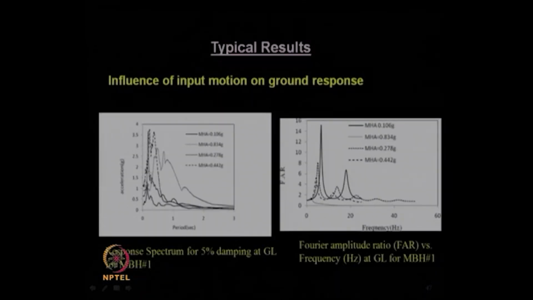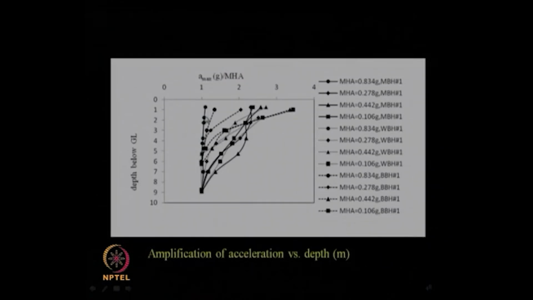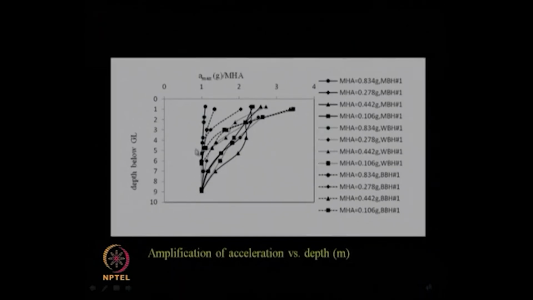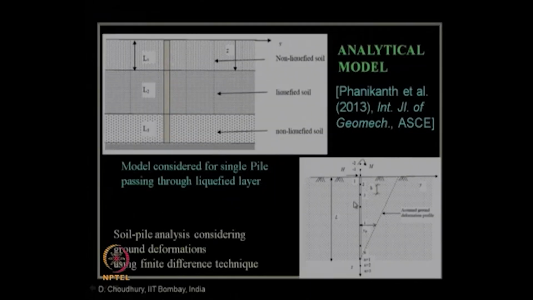This is another picture of spectral acceleration versus period response and the Fourier acceleration spectra versus frequency curve for different borehole data. Also, this is the depth wise variation of the amplification. That also we have already discussed earlier in one of the modules, and this gives us the acceleration time history at ground surface for different borehole locations like Mangalbari, Walkeshwar, BJ Marg.